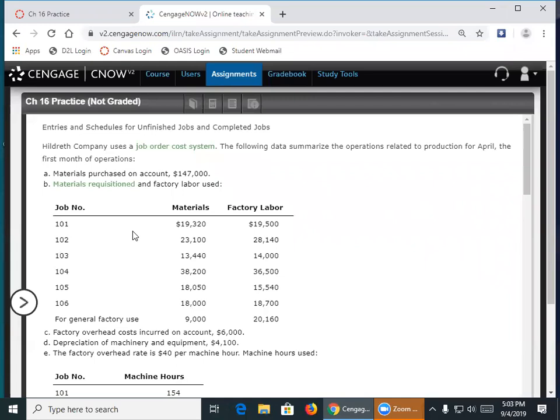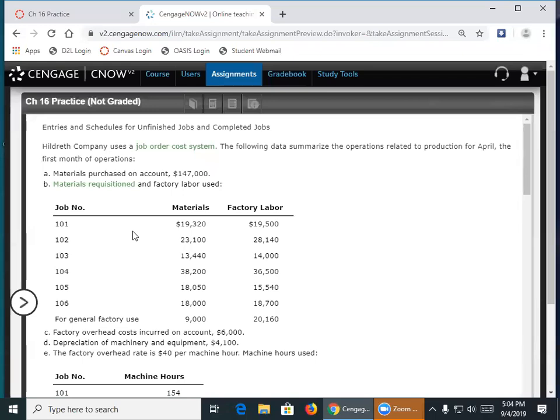So this one, we have Hildreth Company uses job order costing. And it says the following data summarizes the operations for April, the first month of operations. So we have Part A, materials purchased on account, $147,000. And then materials requisitioned and factory labor used, and they break it down by 6 jobs.